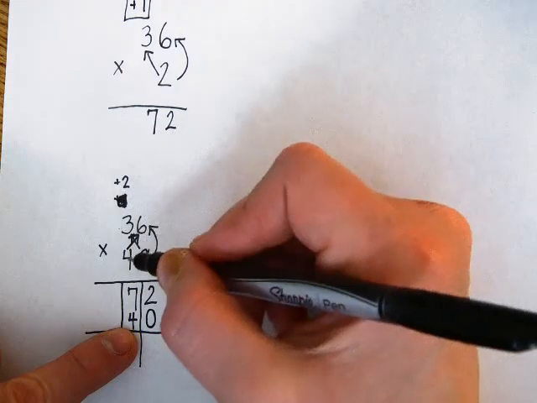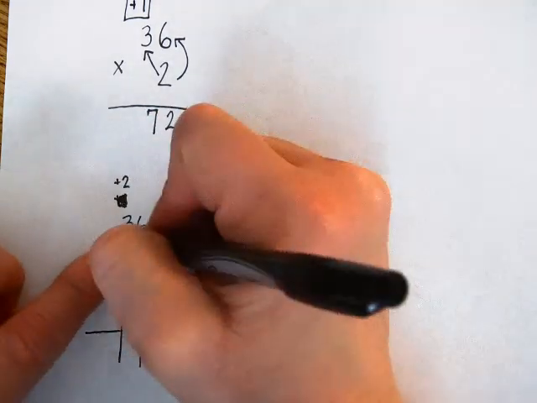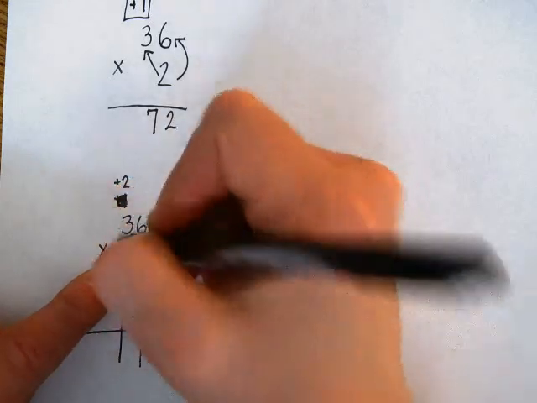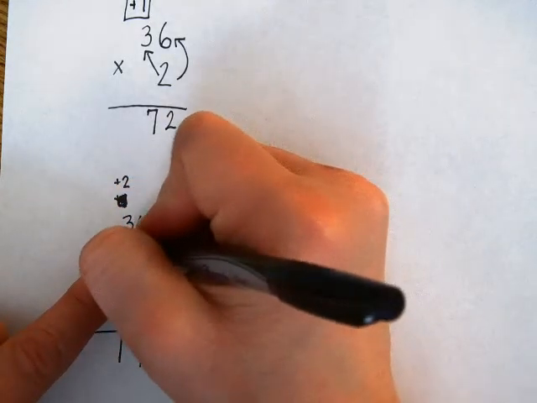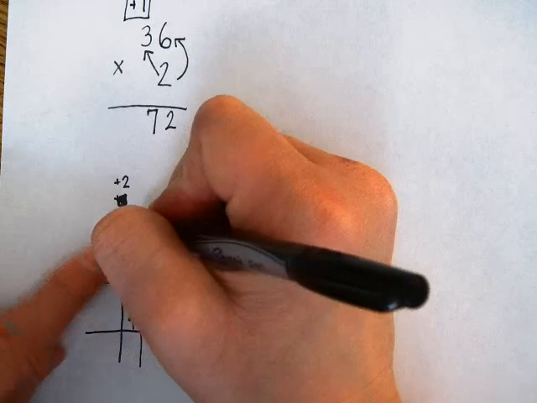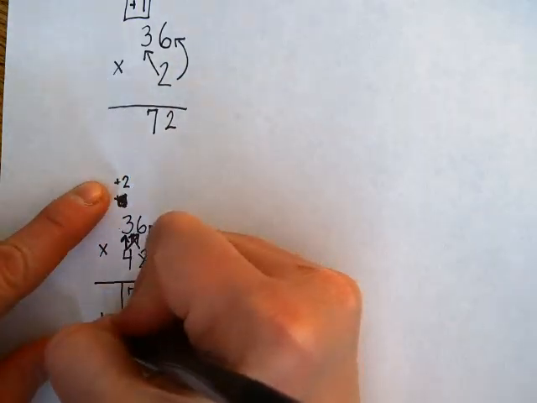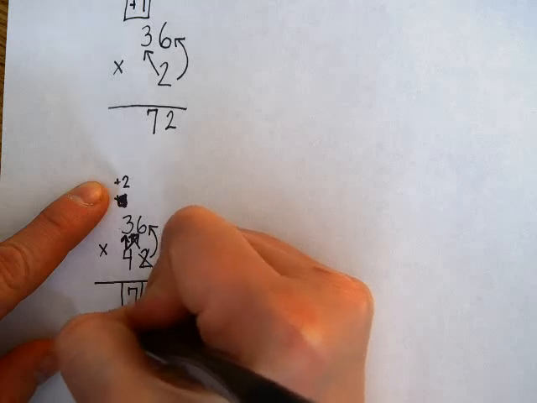So you're working with a lot of different problems here. So 4 times 6 is 24. Put down the 4, carry the 2. And then you're going to multiply straight up for this one. 4 times 3 is 12. Plus 2 is 14. Okay, and you put the 14 right there.